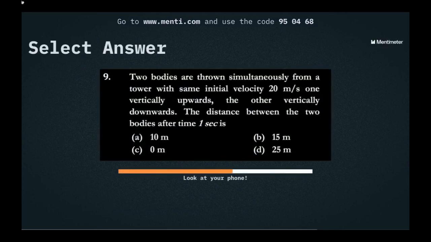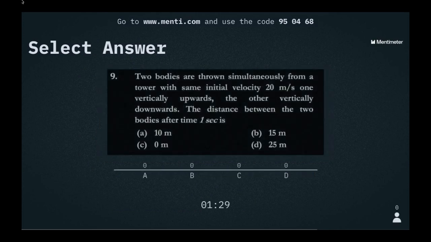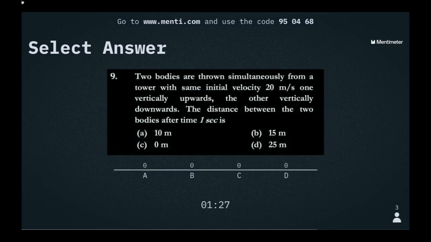Two bodies are thrown simultaneously from a tower with the same initial velocity of 20 meters per second, one vertically upward, the other vertically downward. The distance between the two bodies after 1 second is... that's an easy one. One is upward, one is downward. After 1 second, find the displacement covered by each body. As both are covering displacements in opposite directions, just add them, you should get the answer.